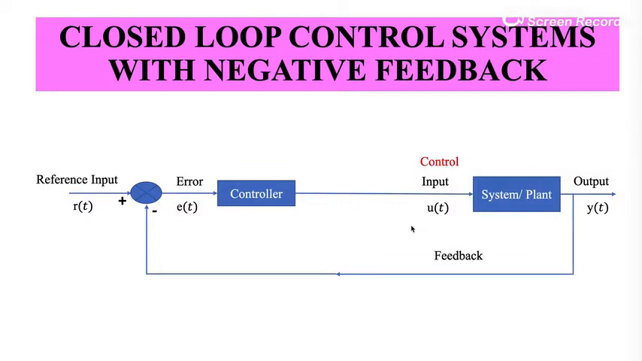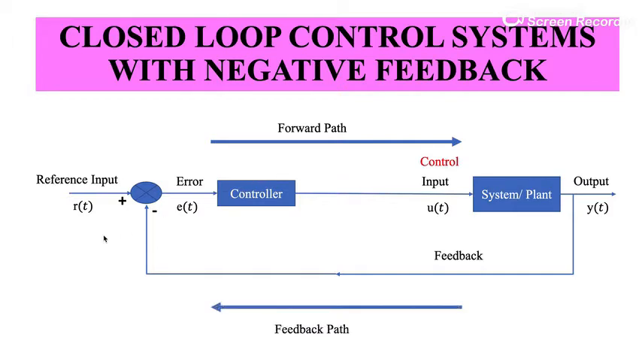The path where we go from the controller to the system and then to the output is called the forward path, and the path where we give the measurement of the output back to the summing junction so that we can calculate the error, which then goes to the controller, is called the feedback path.